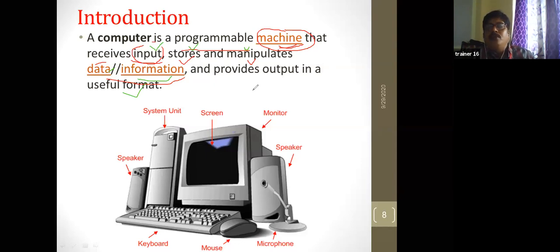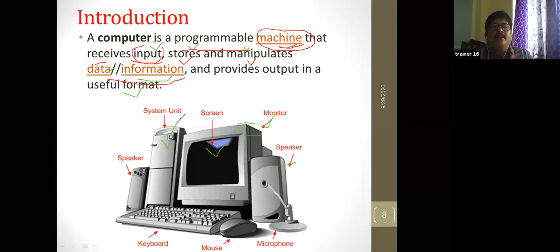Now all of you understand about the computer. It is a programmable machine that receives the input, stores and manipulates the data, and provides our required output that is useful. All of you know that this is the screen, this is the monitor, and the speaker, keyboard, mouse.